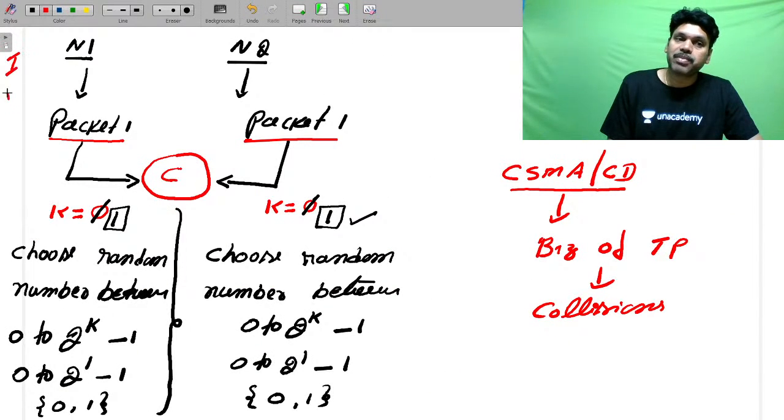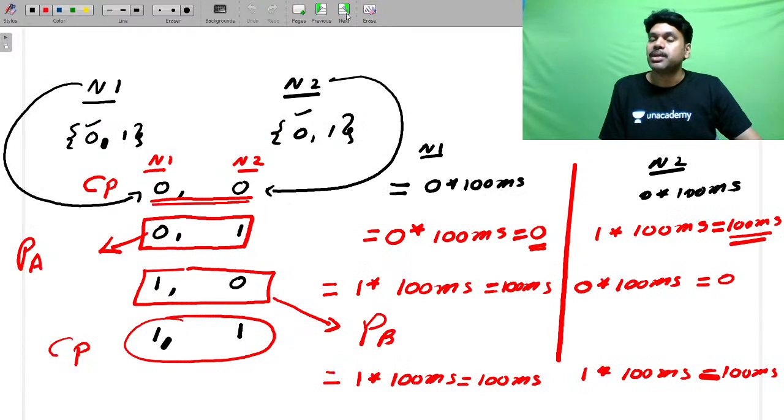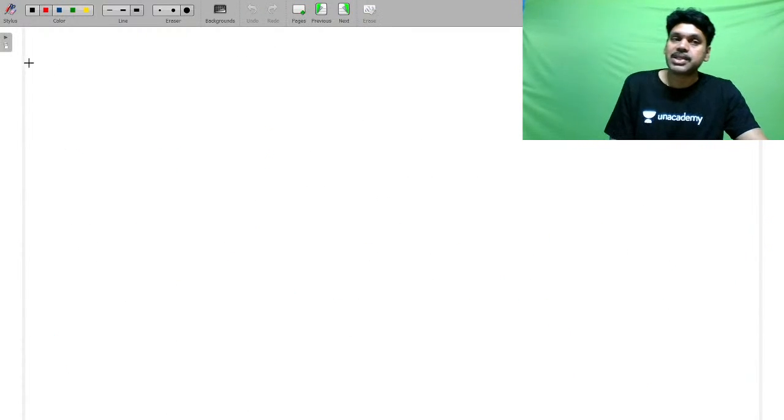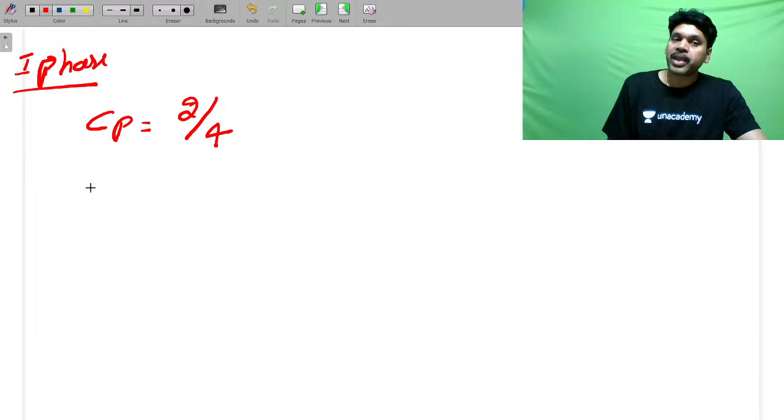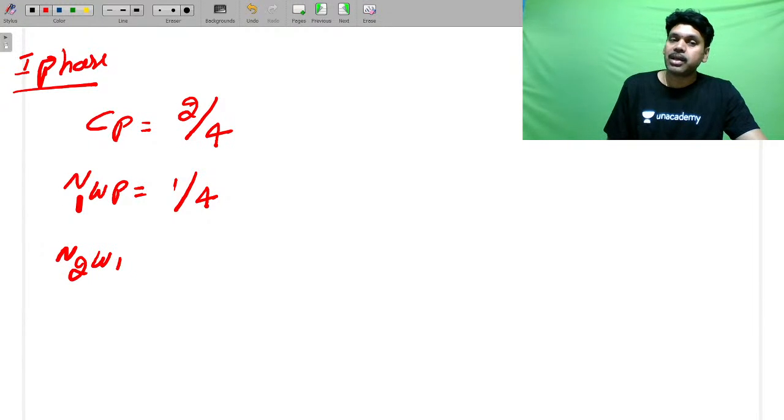So this is your first phase. In this first phase, what will happen? We got some probabilities. Please understand. At the end of the first phase, you got collision probability 2 out of 4. Node 1 winning probability is 1 chance out of 4, and node 2 winning probability is also only 1 chance out of 4.